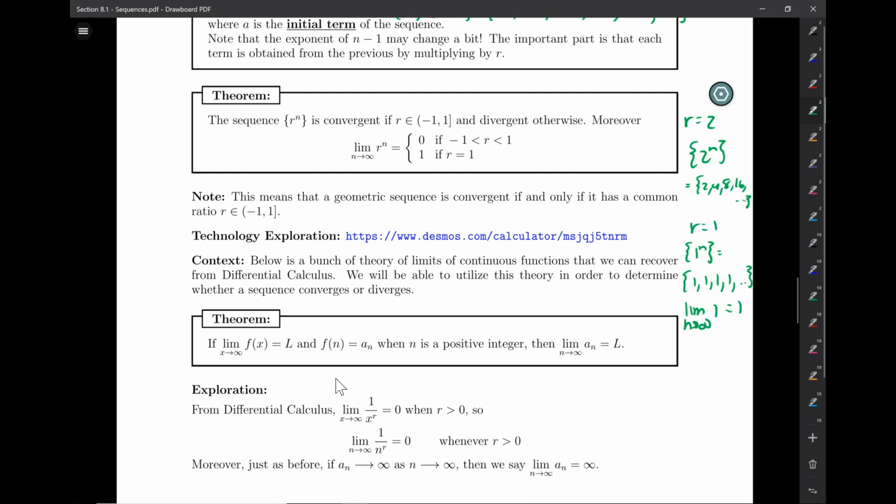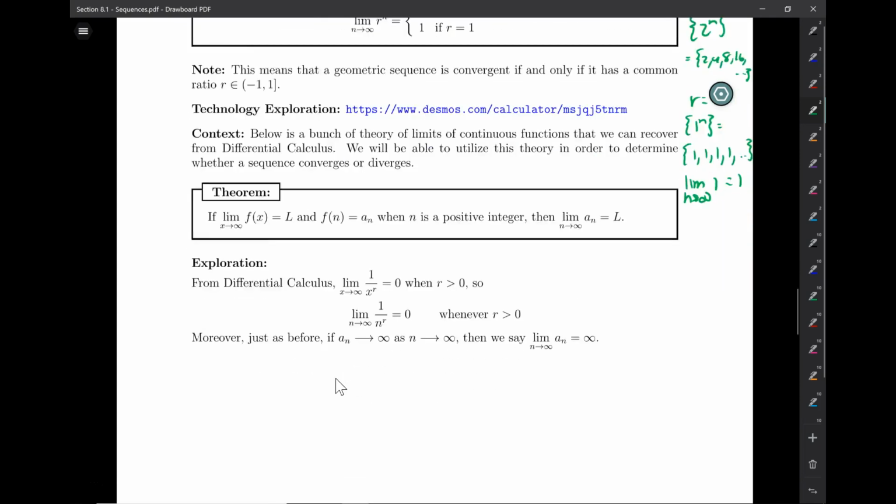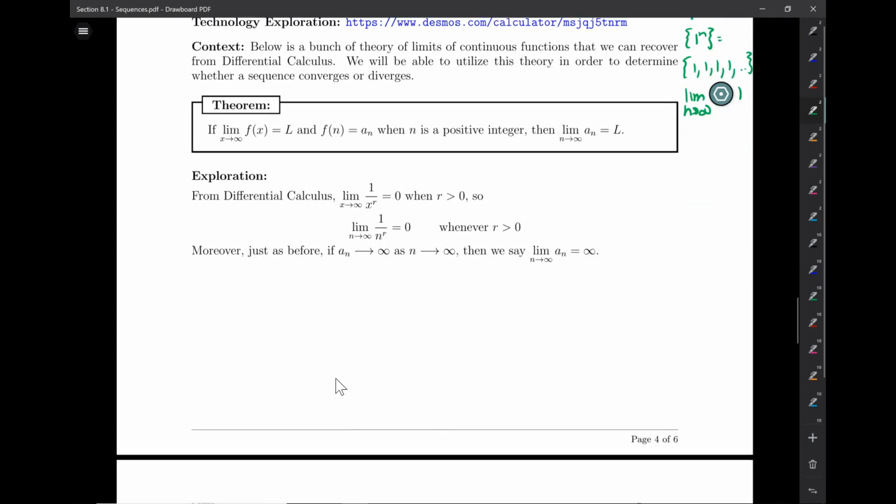Right now, actually. That theorem tells us that if the limit as x approaches infinity of a function equals L, where L is our limit, and then we think of a sub n as being a function of n, then the limit of the sequence is that same limit, L. We've been doing that already, but this just puts it in a more formal approach.